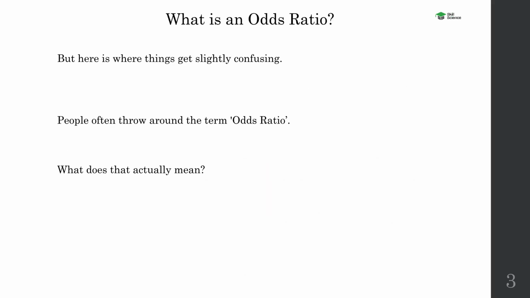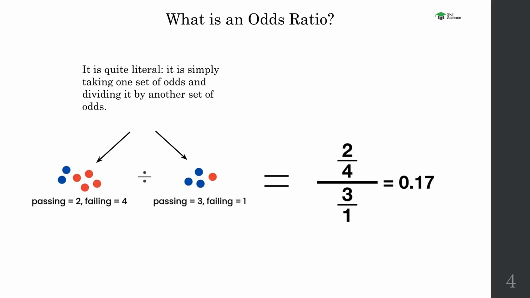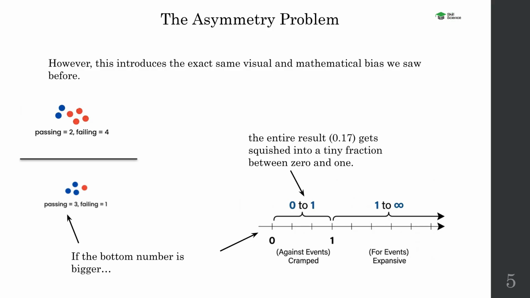However, here's where things get slightly confusing. People often use the term odds ratio. What does that actually mean? It is quite literal. An odds ratio is simply taking one set of odds and dividing it by another set of odds. For example, comparing the odds of two different groups passing the exam. However, this introduces the exact same visual and mathematical bias we saw before.